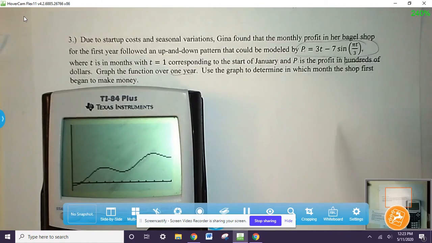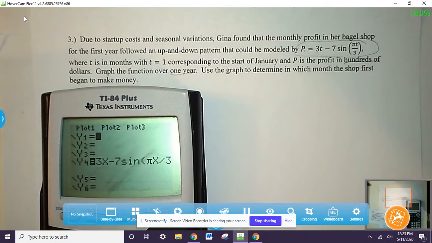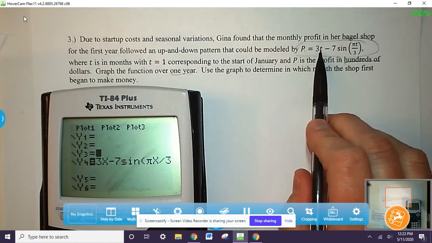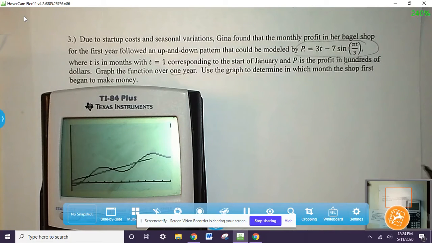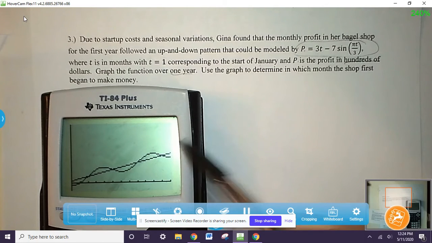And actually, this is pretty interesting. If you go ahead and graph that 3x, that linear term there, if I go ahead and graph y equals 3x, what you basically have is a sine graph that uses y equals 3x as kind of a midline. I think that's kind of neat.